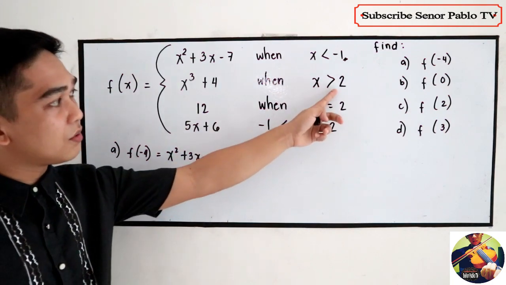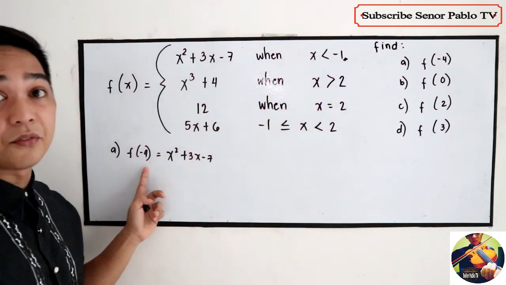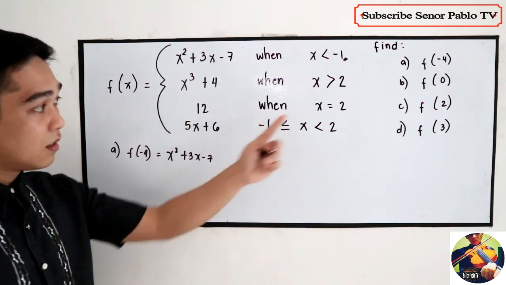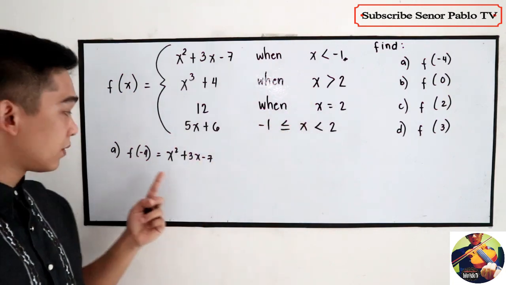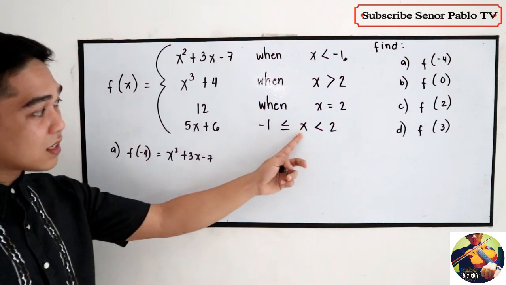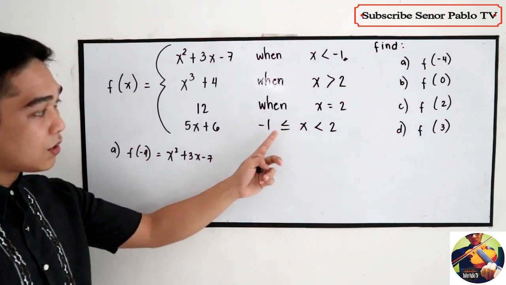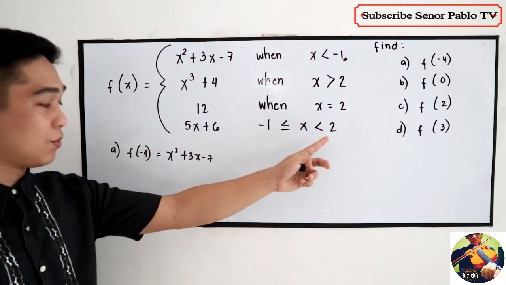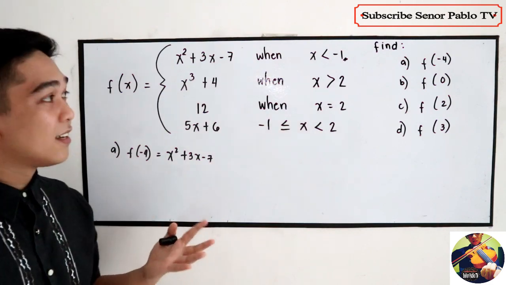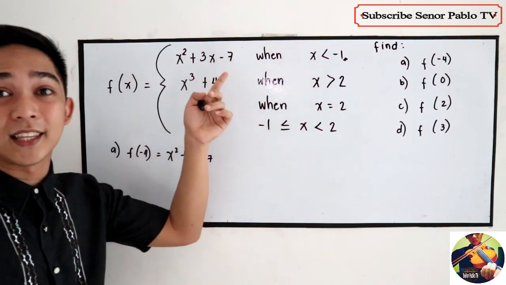X is greater than 2. Siyempre, hindi. Negative 4 ay mas maliit. Hindi din ito. X is equal to 2. They are not equal. X is greater than or equal to negative 1 but less than 2. So, hindi din. So, siya lang talaga yung pasok sa condition natin.